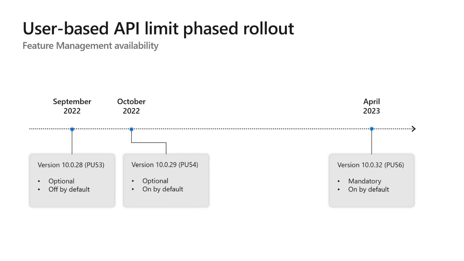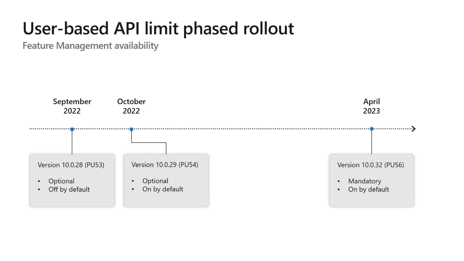In October with PU 54, this is the 2022 release wave 2 major release. The feature management switch will be turned on by default for all environments. This means that as soon as the update is applied, the API limits will be enforced in that environment by default, and any integrations would then have those service protection limits applied to them within that environment.